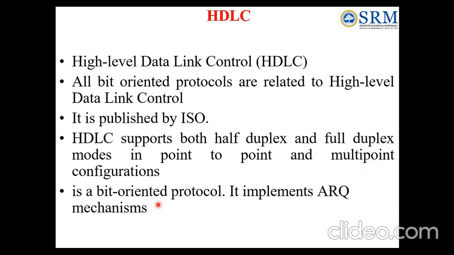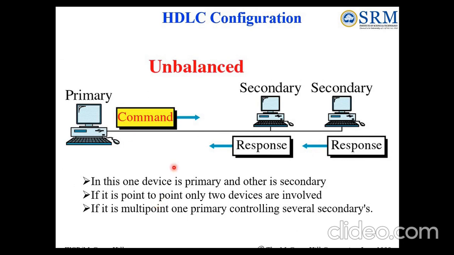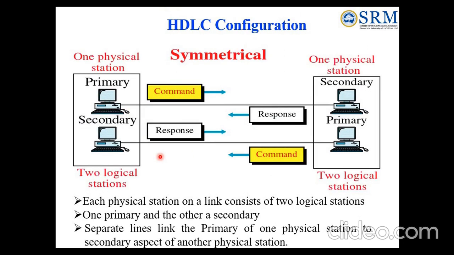So it's a bit-oriented protocol and it implements ARQ, automatic repeat request mechanisms. The modes are unbalanced mode and balanced mode. Unbalanced mode has only one primary which can give commands, and one or more secondaries which can give responses to the primary.